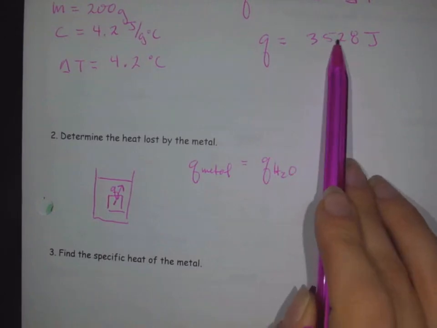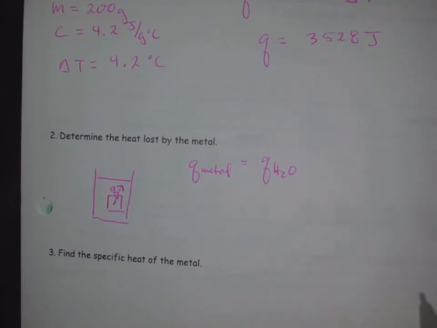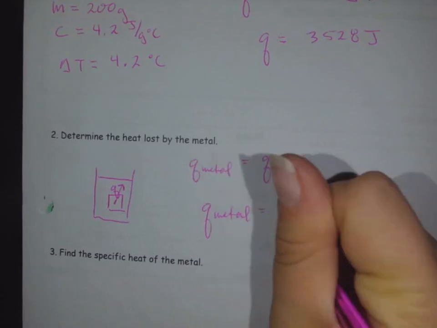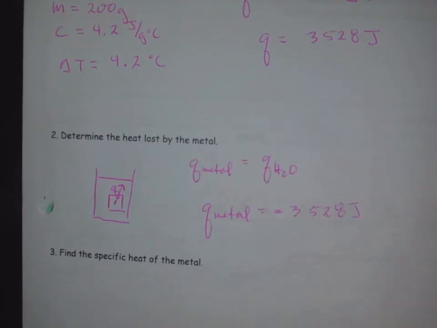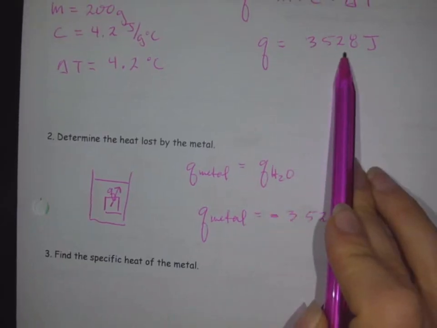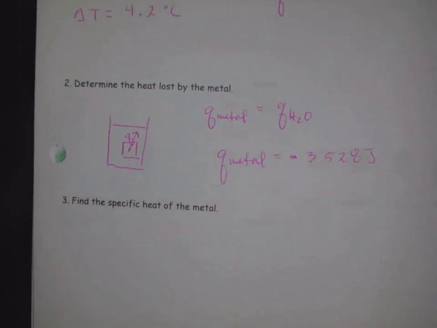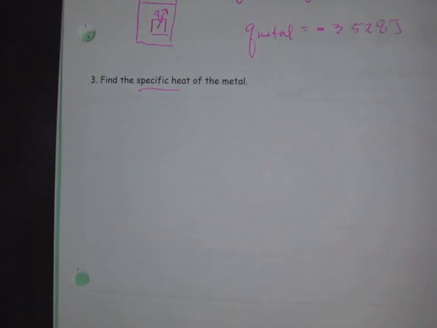So it's got to be the exact same number that was lost by the metal, but it's a negative because it was lost, it was released. So the heat of the metal is a negative 3,528 joules. So when you do the quiz, it's the same amount of heat calculated for the water, it's just a negative. And then the last part of this, we're going to find the specific heat of the metal.